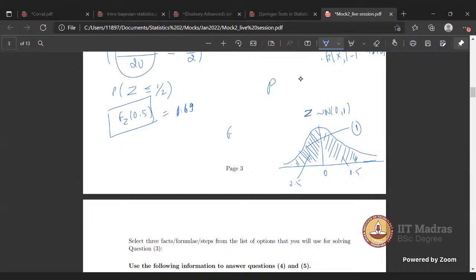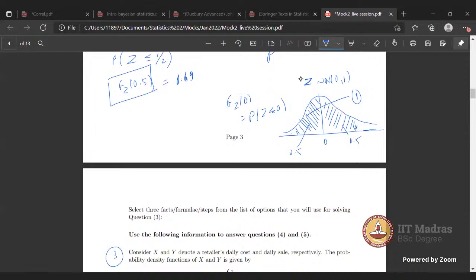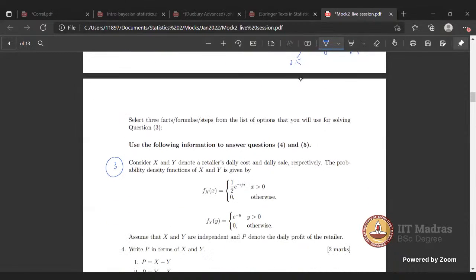So if it is given Fz of 0, what does it mean? Okay, got it. Fz, less than that, yeah. Thank you. The confusion was there.